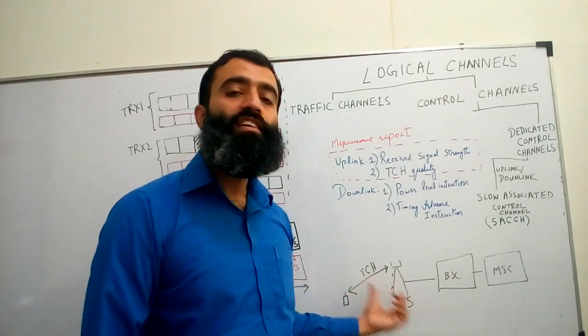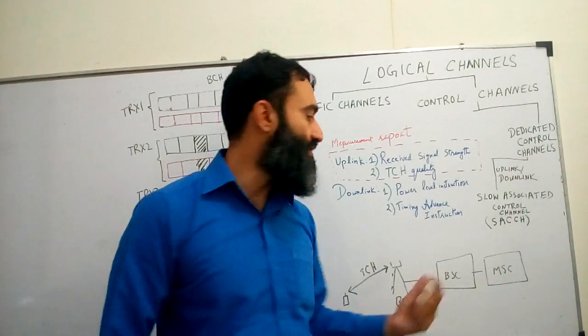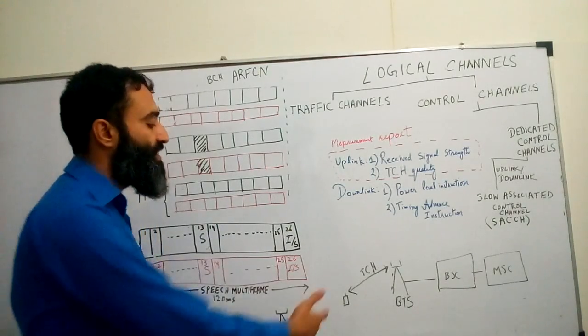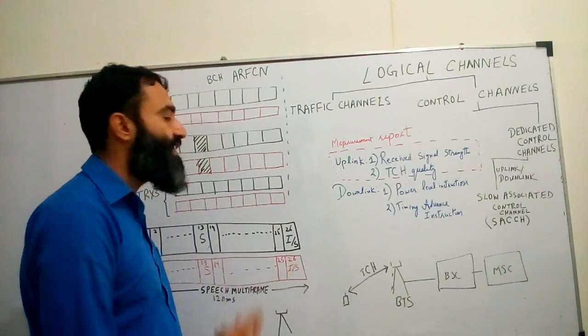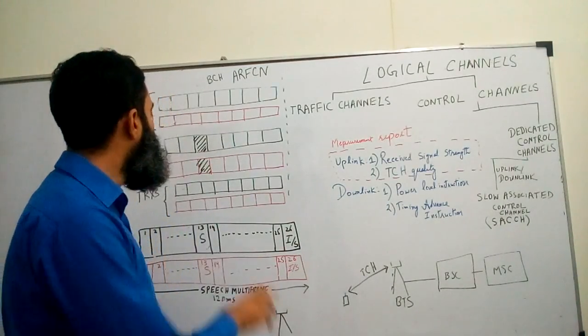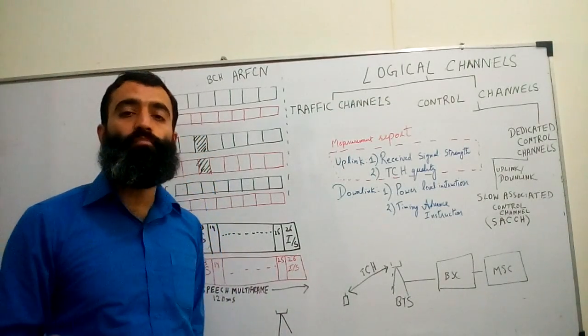Furthermore, this SACCH channel is not a separate channel, rather it is multiplexed with the TCH channel. And how is it multiplexed? It is multiplexed in this way. For example, a mobile station is in an active call with the network, and it has been assigned a TCH channel. And this TCH channel has been assigned on the third time slot of TRX number 2.